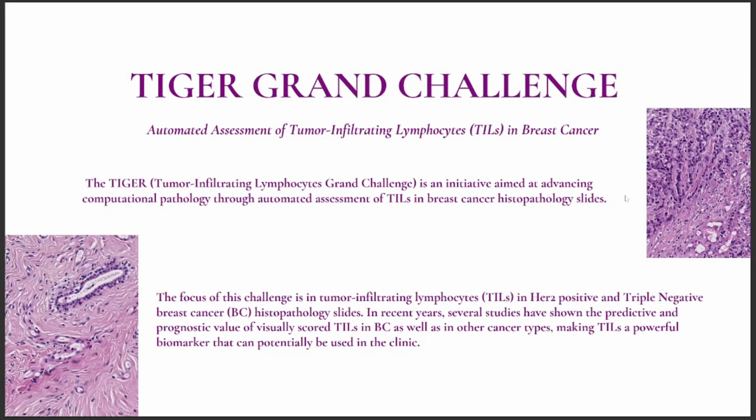So what actually is the Tiger Grant Challenge? The Tiger Grant Challenge is an initiative aimed at advancing computational pathology through assessment of various histopathology slides. These slides consist of whole slide images and various patches of the samples collected. The type of cancer that we are treating in this challenge is HER2 positive and triple negative breast cancer, which is very hard to diagnose as compared to the other three types of cancers. And here, TIL, which is tumor infiltrating lymphocyte, serves as a powerful biomarker. Now, a biomarker is something that tells us the prevalence and also about prognosis and diagnosis of a particular disease.